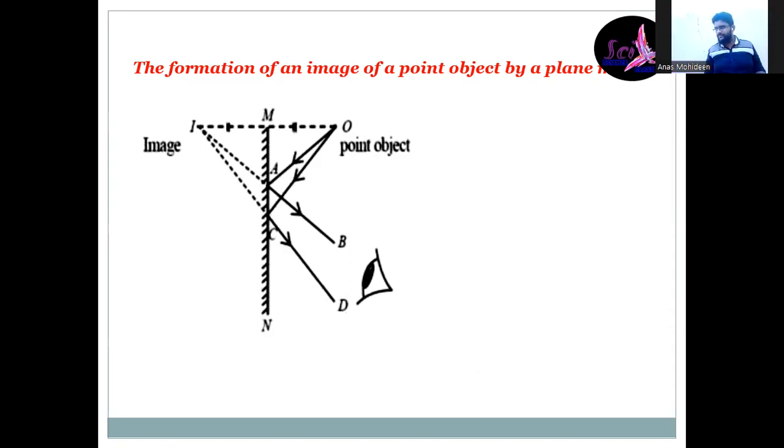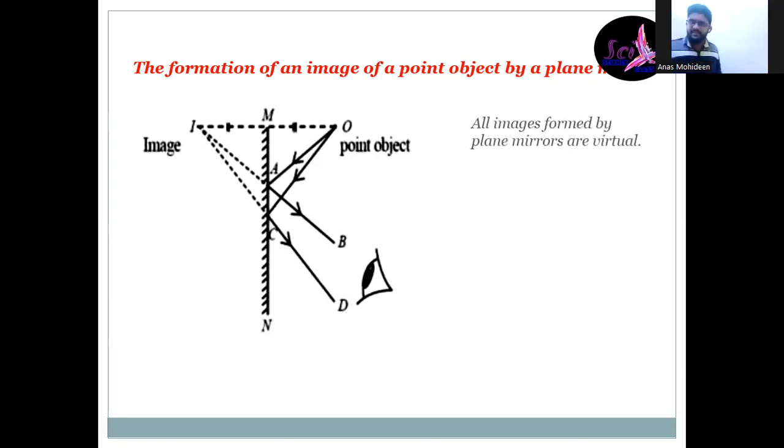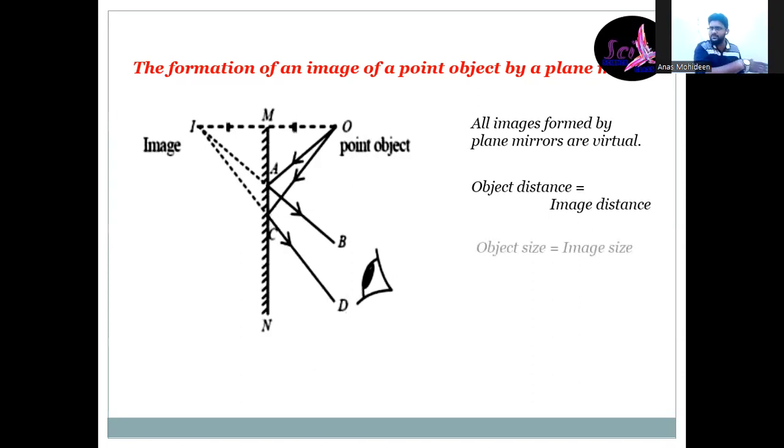Right, so here there are some properties. The object size would be equal to the image size. Imagine I'm standing in front of the mirror. My image would be formed there. Will it be enlarged? Will it be diminished, reduced in size? No, it's the same image. Object size is equal to image size.